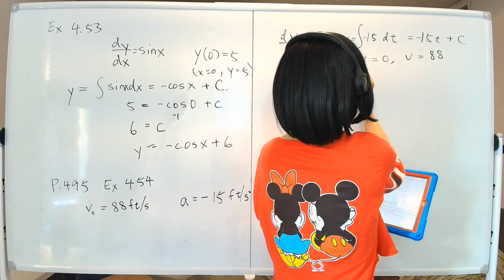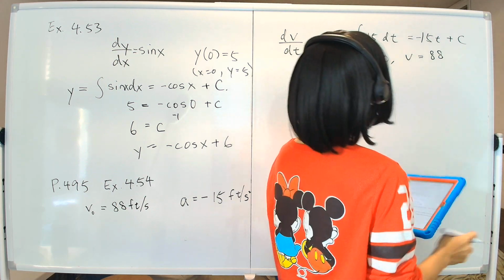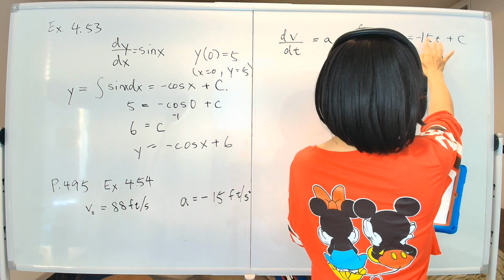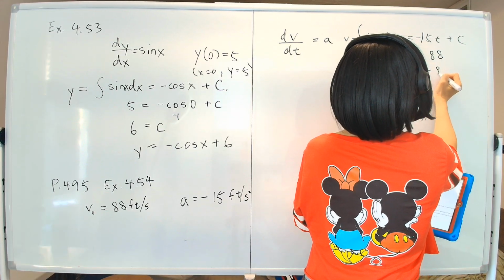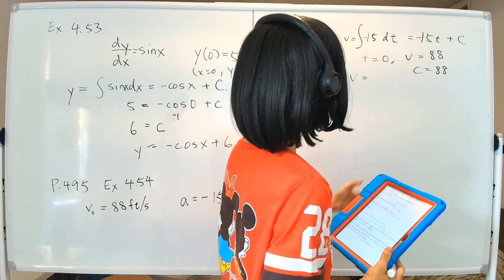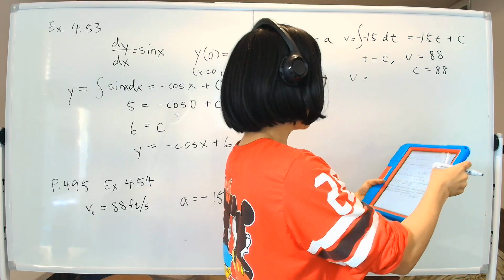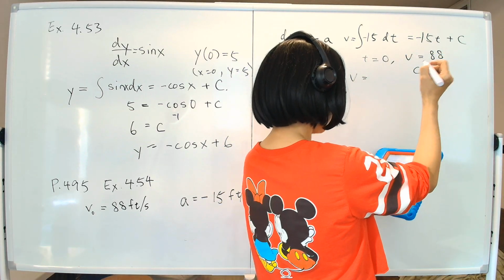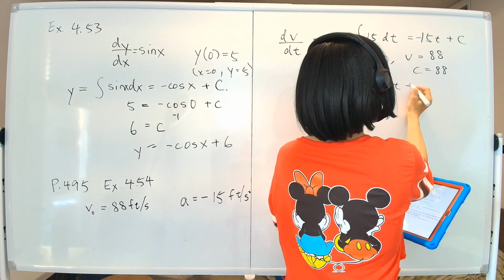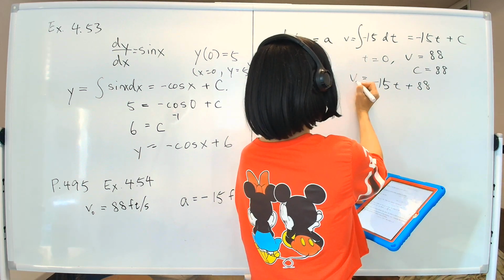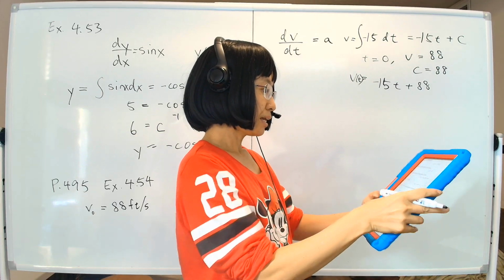That means v equals minus 15 t, put t equal to 0, v equals 88, which means c equals 88. When you plug in 88 here, 0 equals 0. So c equals 88, and then we get v equals minus 15t plus 88. All right, so this v is v of t. The variable is t. So that's pretty good.